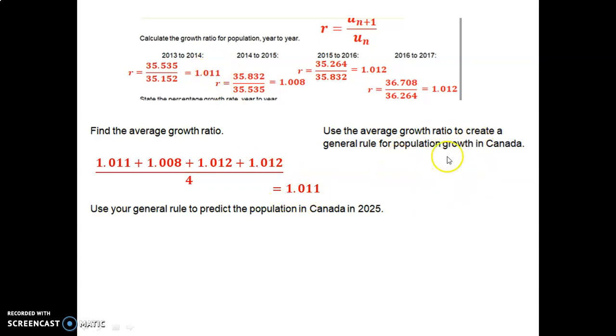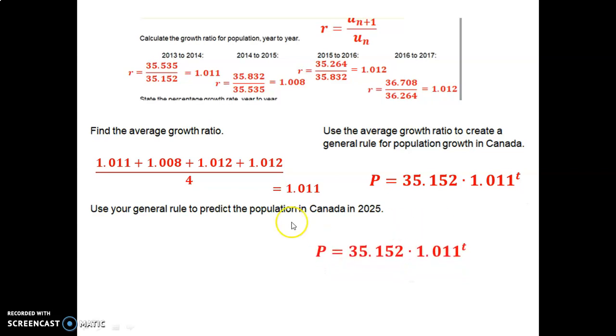So then what is a formula or general rule you can use for finding the population growth in Canada? Here's a pretty good rule. To find the population, we take the starting population, which was 2013, and we multiply by that growth ratio, which we used the average one there, and t is the number of years that pass. T is time in years, right? That's a good formula. Now use that formula to predict the population in 2025. See if you can get the population prediction for that year.